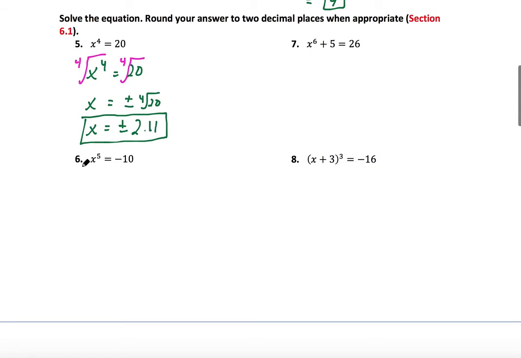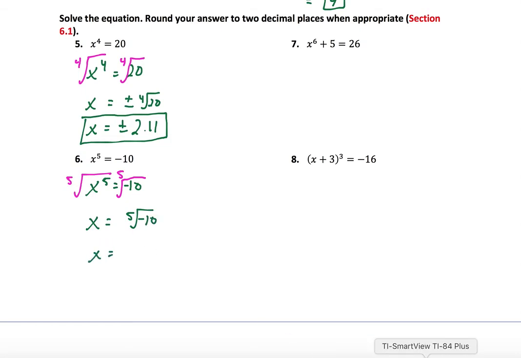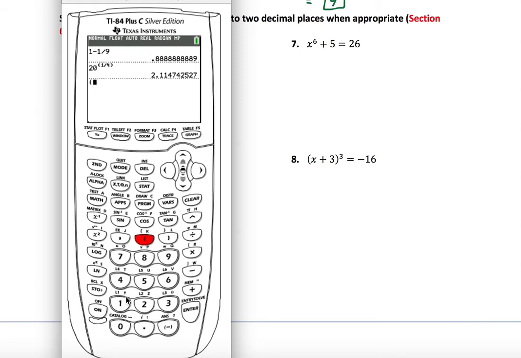All right, for number 6, we have the 5th root of x to the 5th equals negative 10. So we're going to use the same argument as the previous problem. We're going to take the 5th root of both sides. Now the 5th root, this is an odd root, so we don't need the plus or minus. So the answer is really just the 5th root of negative 10. And again, we need a calculator, so let's pull that up. So we have negative 10, in parentheses, raised to the 1/5 power, that's the 5th root, and to 2 decimal places we get negative 1.58.